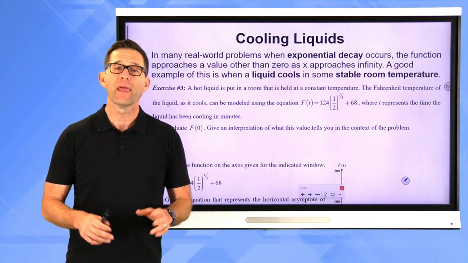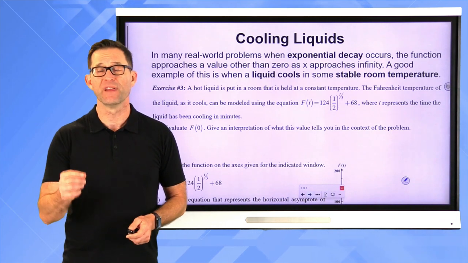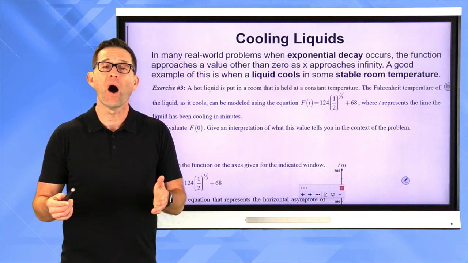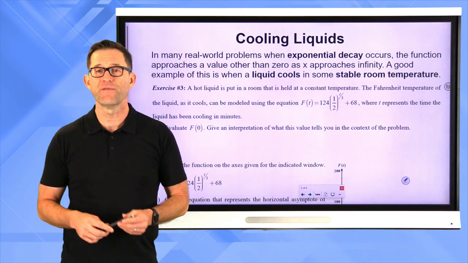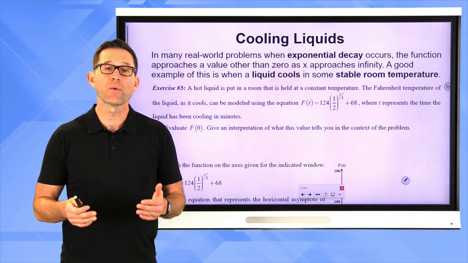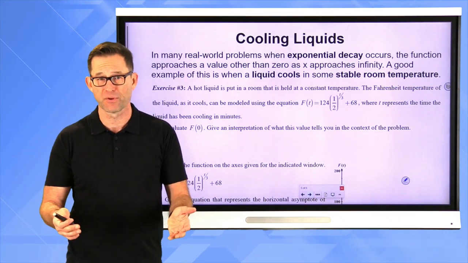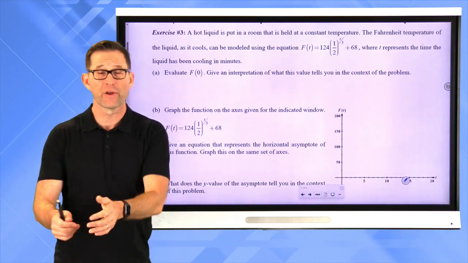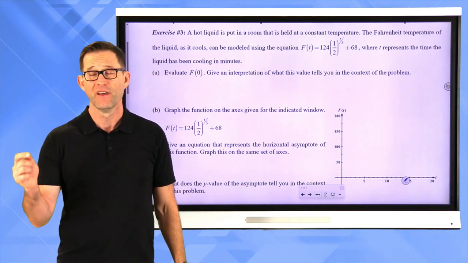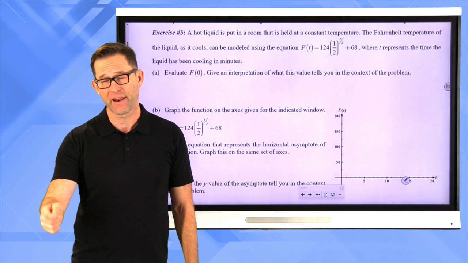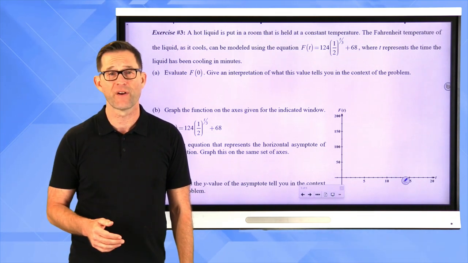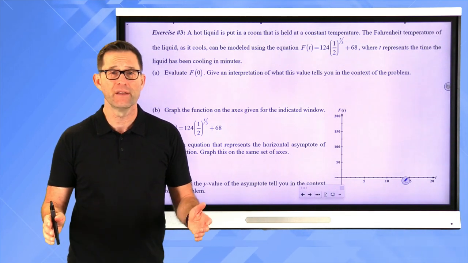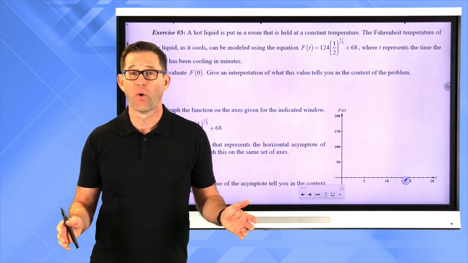Cooling liquids. In many real-world problems, when exponential decay occurs, which we saw in the last lesson, the function approaches a value other than 0 as x approaches infinity. A good example of this is when a liquid cools in some stable room temperature, right? If I make my coffee in the morning and it's 190 degrees Fahrenheit and I set it down in a room that's 70 degrees Fahrenheit, it's going to cool down, but it's not going to cool below the 70 degrees Fahrenheit. That at best is as cold as it's going to get.